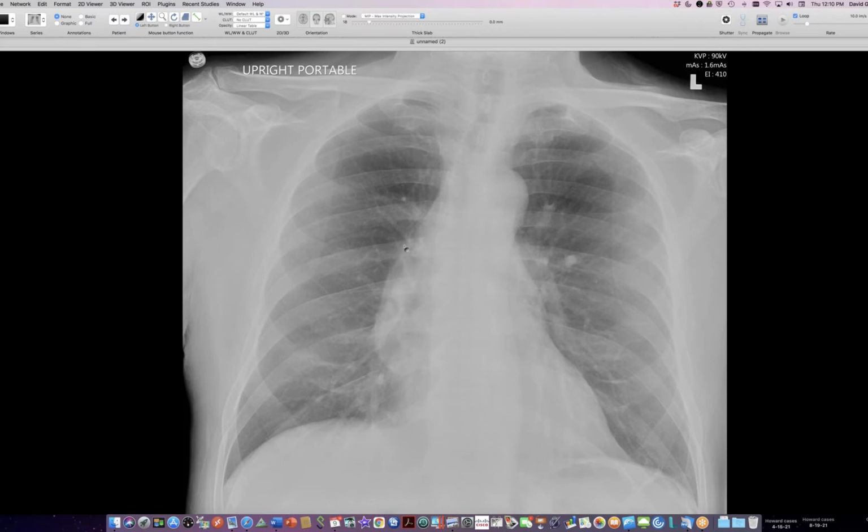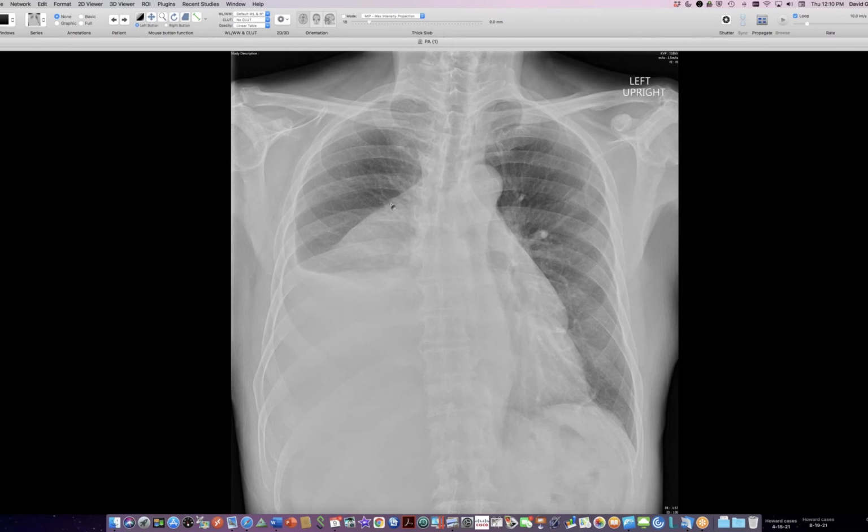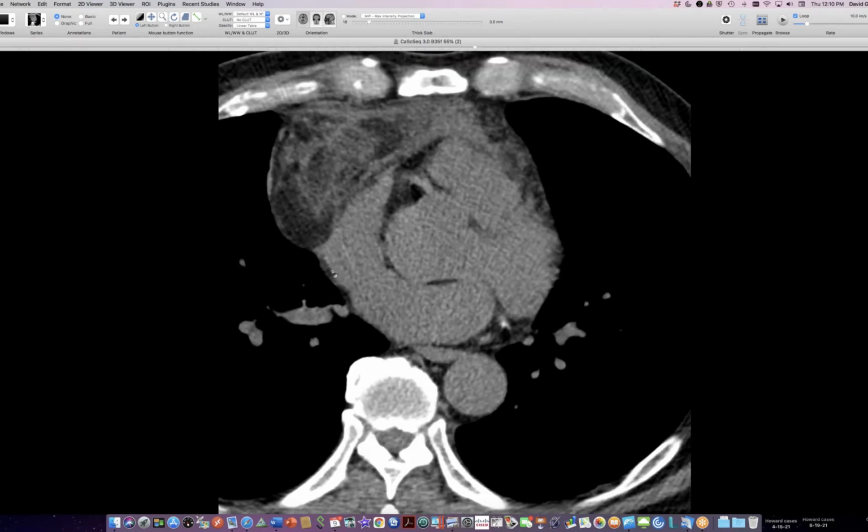Okay, and then this person also has a convexity here that does not belong. I think this exam is from 2017, and I will show you a later exam that shows that things did not go well for this person, and this thing got bigger and it developed a pleural effusion.